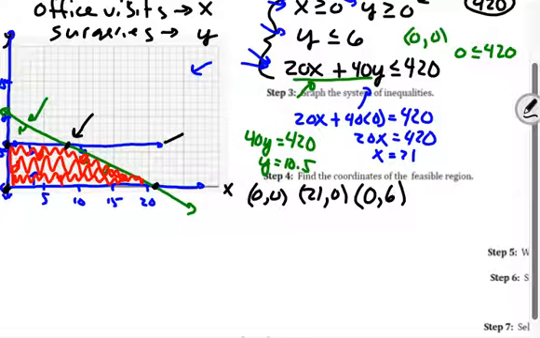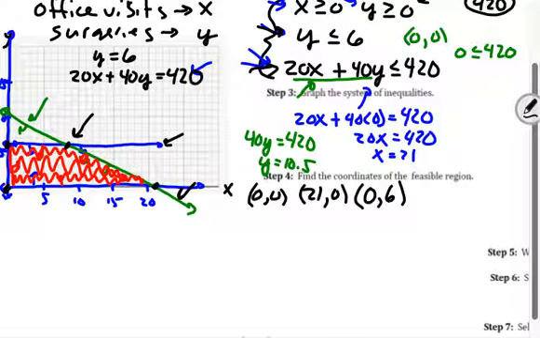This first blue line was y is less than or equal to 6. So we're just going to go with y equals 6. And the green line right here was 20x plus 40y equals 420. And just solve it like a system. You know y is going to be 6, so I'm going to put a 6 right here. We're trying to find the x value. Well, plug 6 in for y right here, and then you can solve for x.